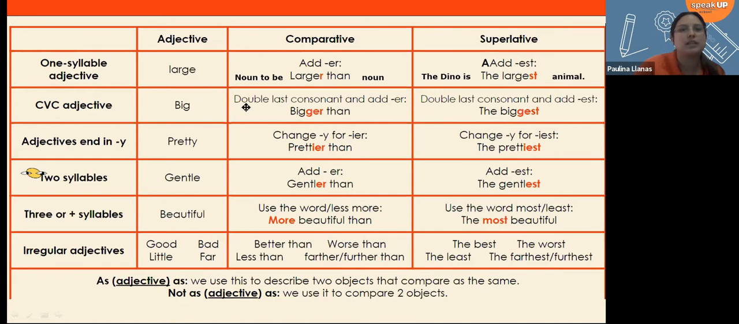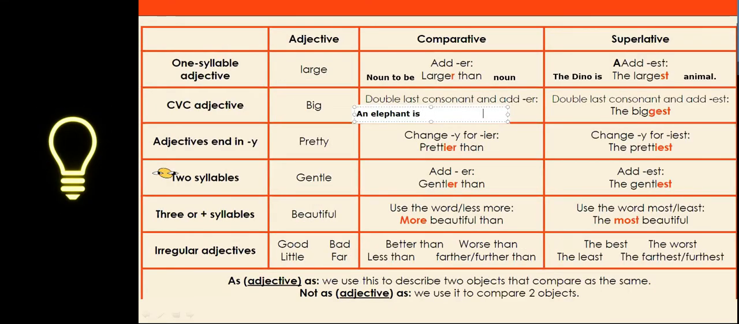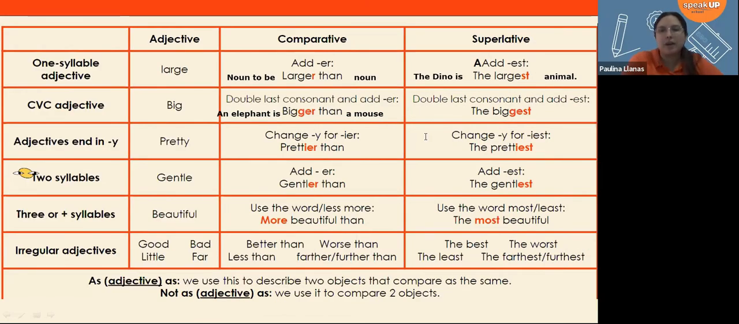So in this case, we can say that an elephant is bigger than a mouse. Exactly. An elephant is bigger than a mouse. Of course, if you have an elephant and a mouse, well, the elephant is bigger. But do you know which animal is the biggest of all the animals?